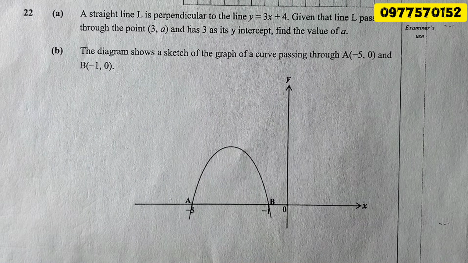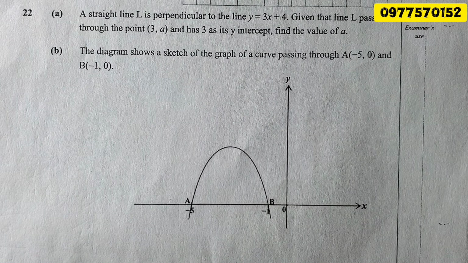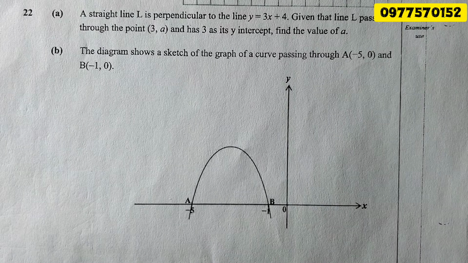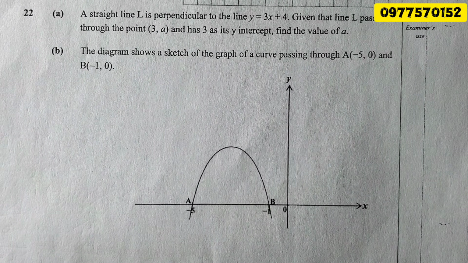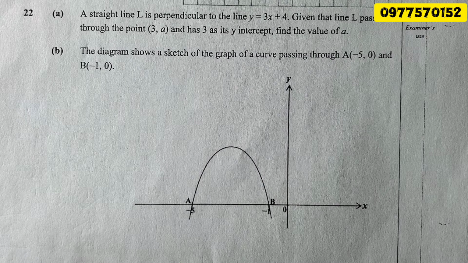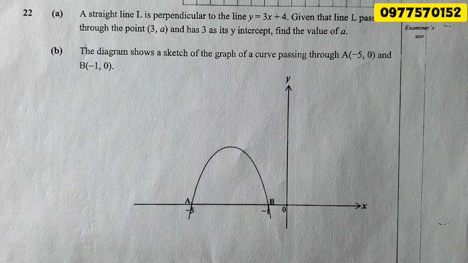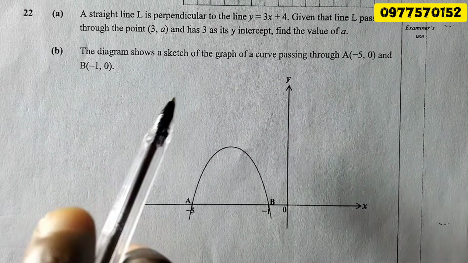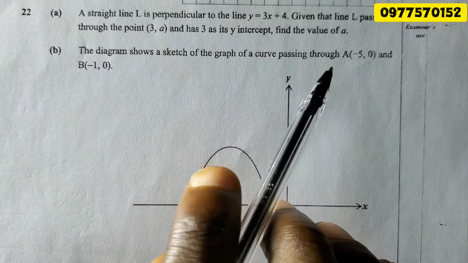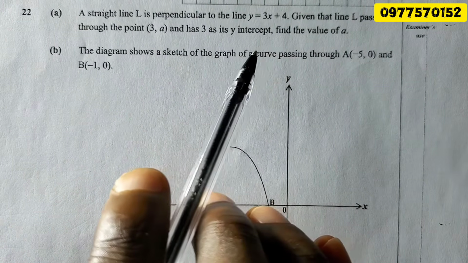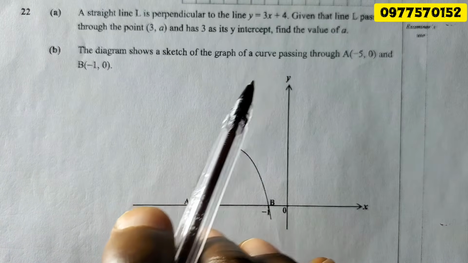Question 22 reads, and we have two questions here, A and B. The first one is saying a straight line L is perpendicular to the line y is equal to 3x plus 4. Given that the line L passes through the point (3, A) and has 3 as its y-intercept, find the value of A.